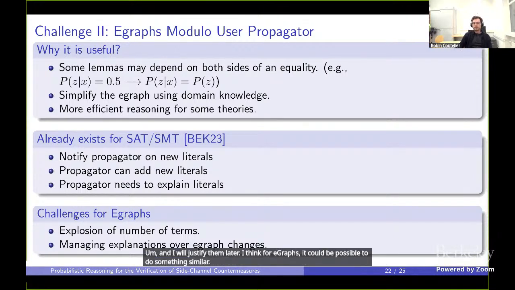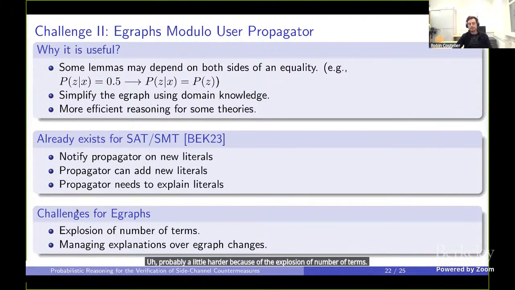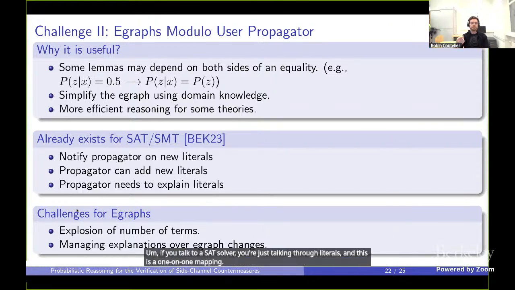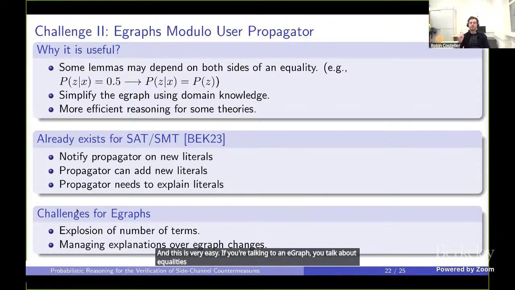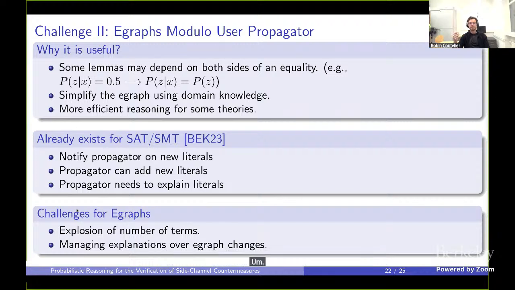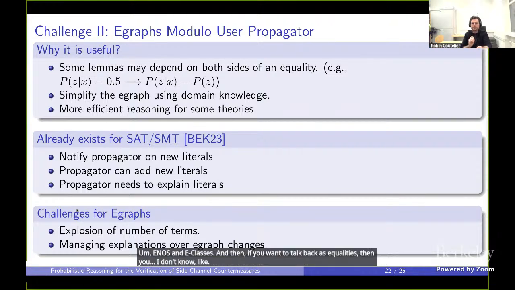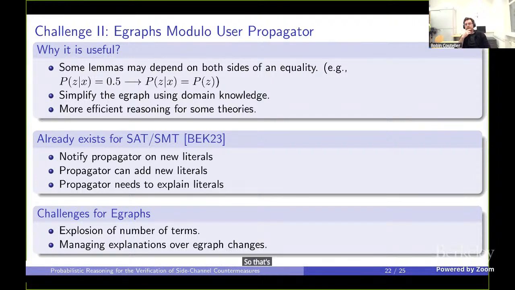Probably a little harder because of the explosion of the number of terms. If you talk to a SAT solver, you're just talking through literals, and this is a one-on-one mapping, and this is very easy. If you're talking to an egraph, you talk about equalities of terms, and then the egraph abstracts this to e-nodes and e-classes. And then if you want to talk back as equalities, you probably don't want to generate all combinations of equality terms within an e-class. So that's something that I was wondering if you had thoughts about.